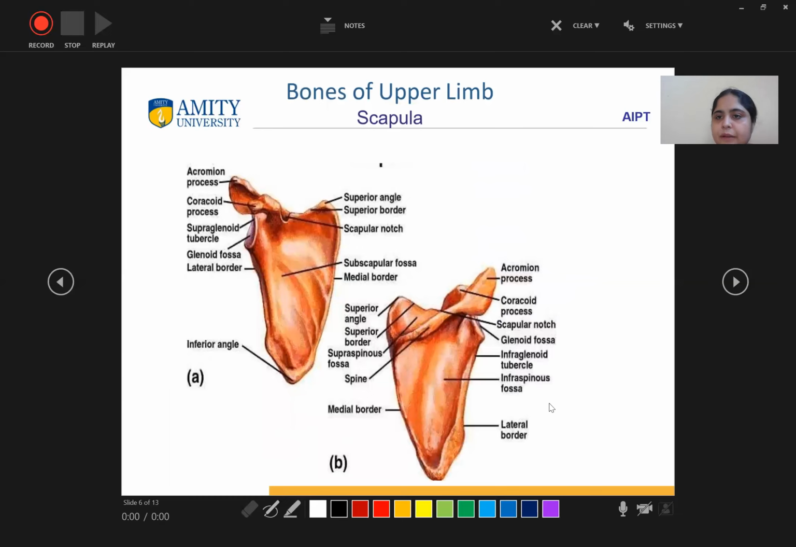What are the bones of the upper limb? Number one is the scapula. In the A position, it is the anterior aspect of the scapula, which has superior angle, superior border, scapular notch, subscapular fossa, medial border, inferior angle, lateral border, glenoid fossa, supraglenoid tubercle, coracoid process, and acromion process. Whereas when we see posteriorly, we can see acromion process, coracoid process, scapular notch, glenoid fossa, infraglenoid tubercle, infraspinous fossa, lateral border, medial border, spine, supraspinous fossa, superior border, and superior angle.